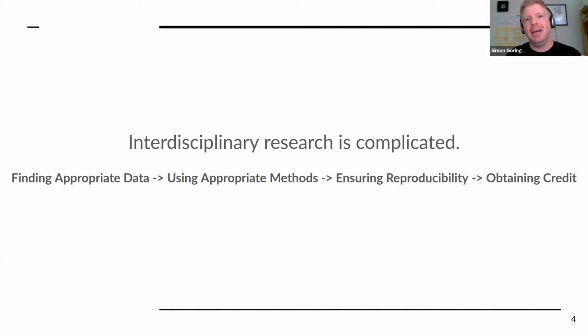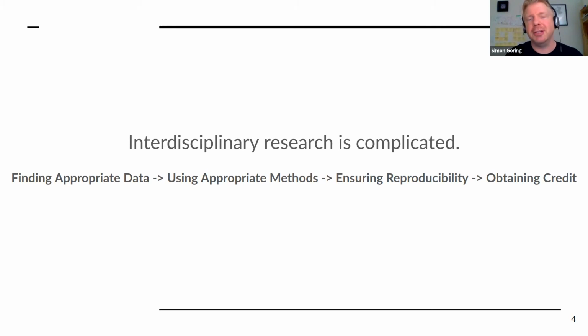Researchers often have grand ideas for bridging disciplines, but that task is often given to master's students who maybe don't know how to find the appropriate data, and don't know what all the appropriate methods are. And then they're still tasked with ensuring reproducibility and ultimately need to get credit for the work that they do. And each one of these steps along that chain poses challenges.